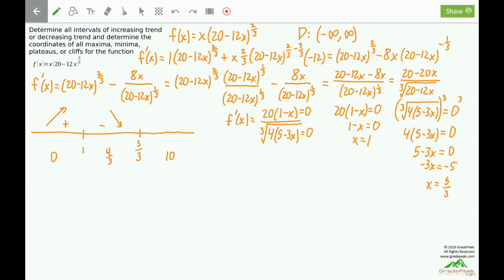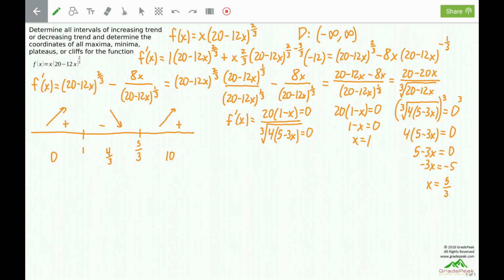Plugging in 10 to the portion of the first derivative that matters, starting in the denominator. 5 minus 3 times 10. 3 times 10 is 30, so that'll be 5 minus 30, which is a negative number. Times 4 will be still a negative number. Cube root of a negative number is negative. The denominator is negative. The numerator, 1 minus 10, is a negative. Negative over negative is a positive, and a positive first derivative corresponds to an increasing trend.